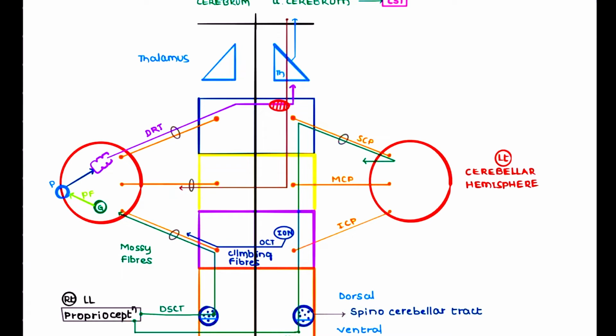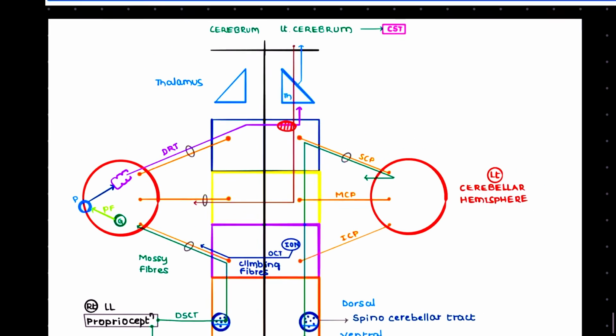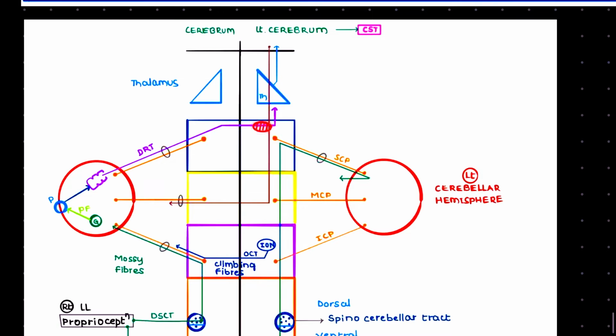So since there is involvement of red nucleus and thalamus, this tract from our dentate nucleus to red nucleus to thalamus is called our dentatorubro-thalamic tract, right? Dentatorubro-thalamic tract. Our information has reached our thalamus. Now from thalamus, what will happen? It will send it to our cerebrum, right?